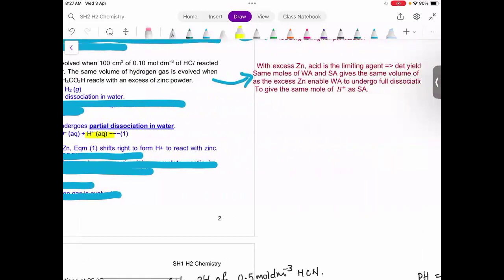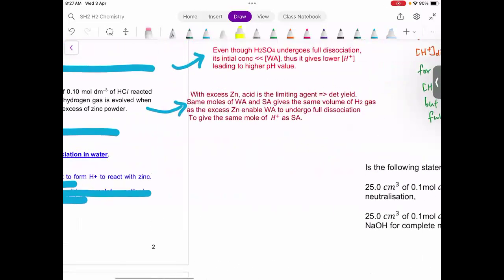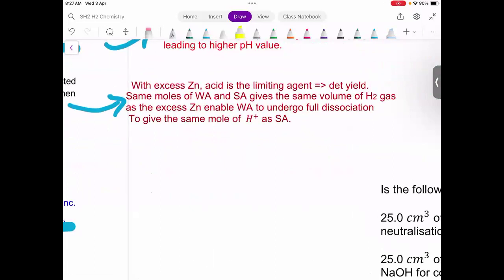Okay, so essentially, this is the most important part. With excess zinc, the acid, doesn't matter whether it's strong acid or weak acid, becomes the limiting agent. So therefore, it becomes the one that determines the volume. Recognize that from the volume and the concentration given, you have the same mole of the weak acid and the strong acid. So therefore, it gives the same volume of hydrogen gas.